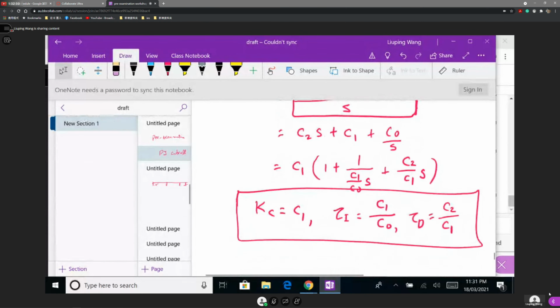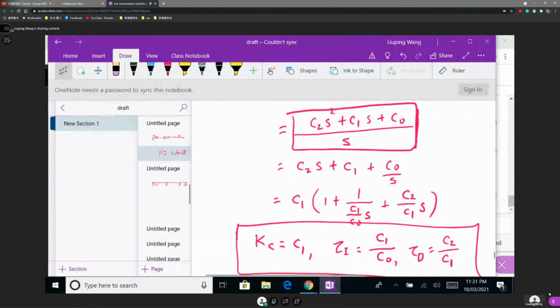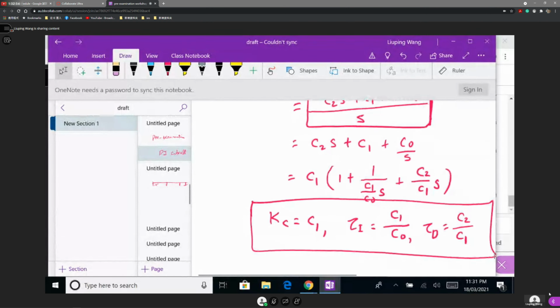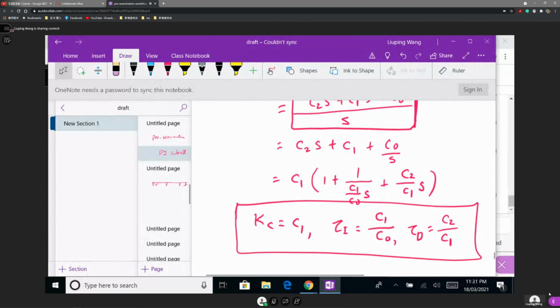So how about we take a break, then I come back and we do an example. Take a 10 minute break. Then we'll do a PID example. 10 minute break. Yeah.